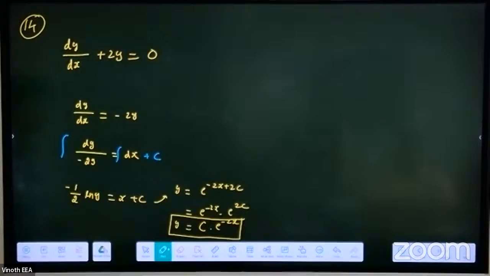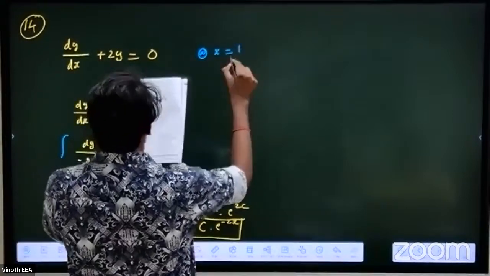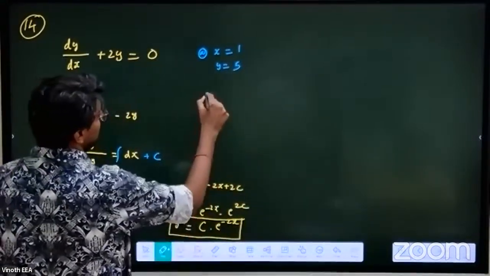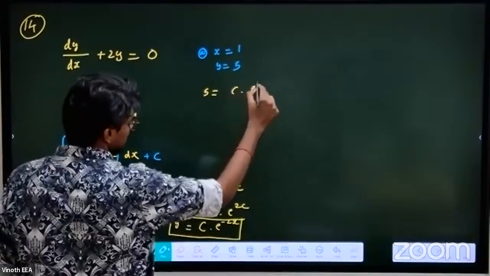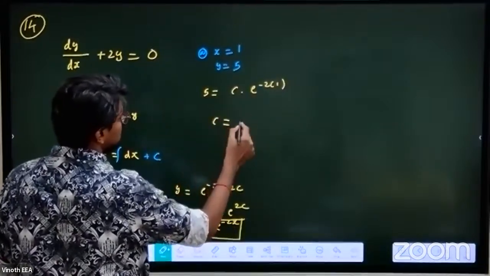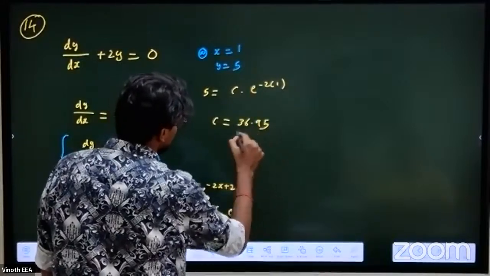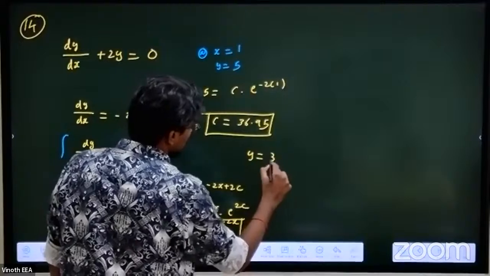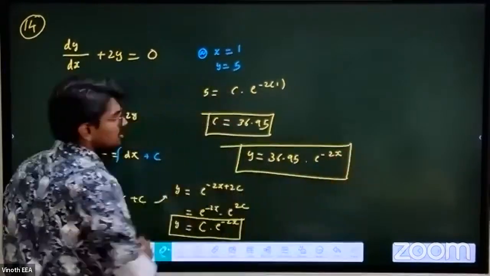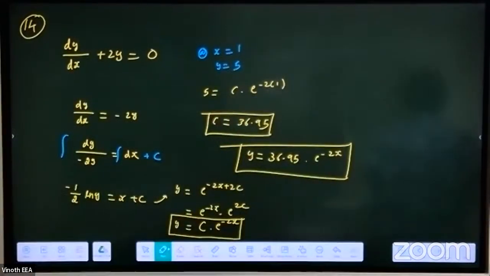How to find this constant? The boundary condition is there. At x is equal to 1, y is equal to 5. Substitute it. So in place of y, it is 5 equals C into e to the power of minus 2. So C is 5 into e power 2, which is 36.95. Okay, 36.95. So y is equal to 36.95 into e to the power of minus 2x. Okay. It's a direct question. 15th one.